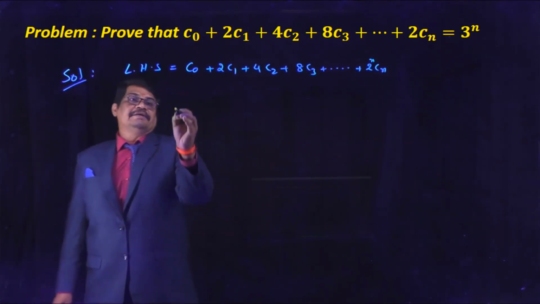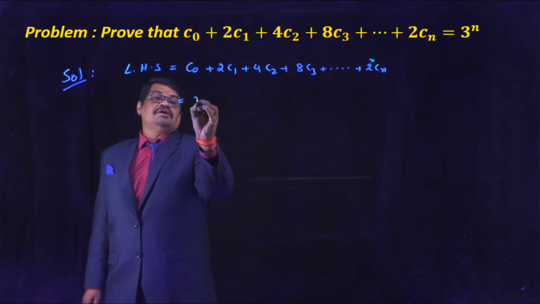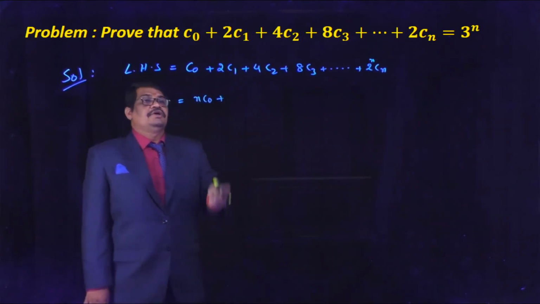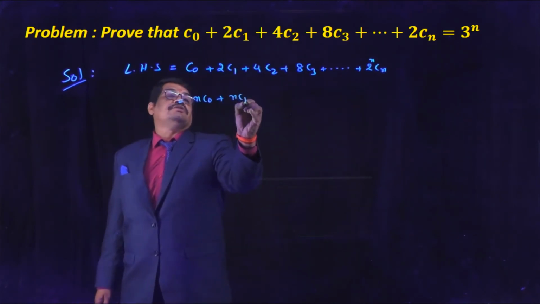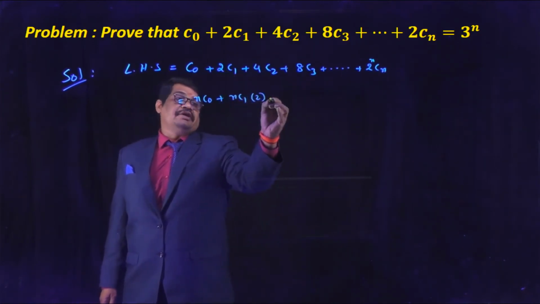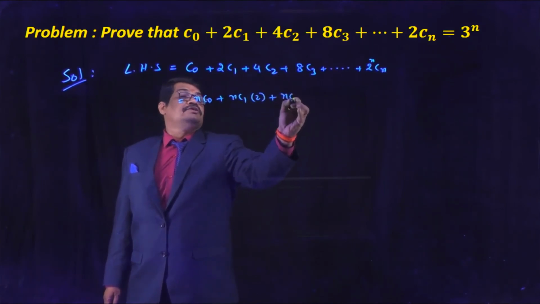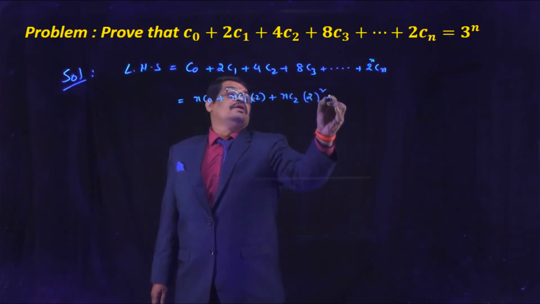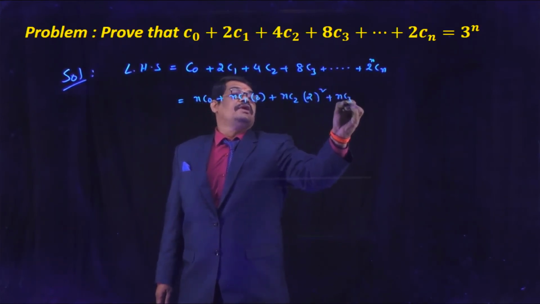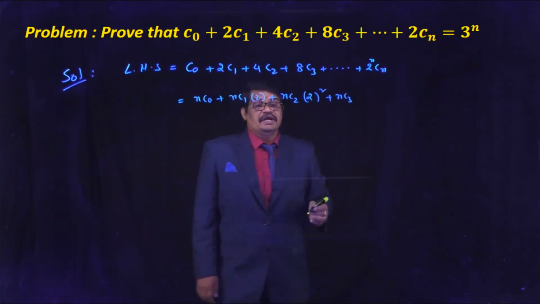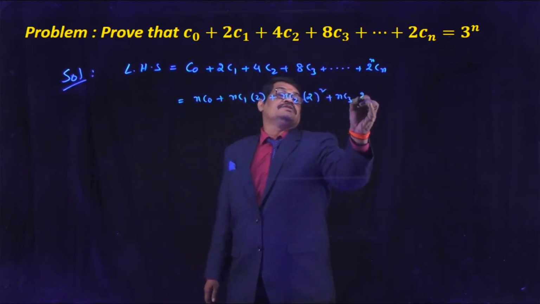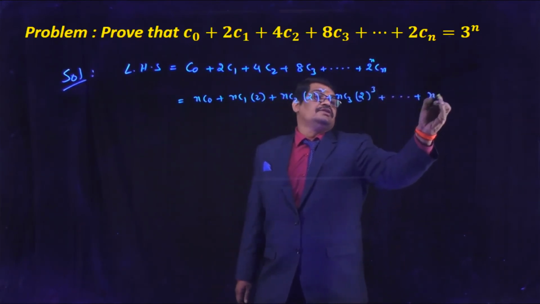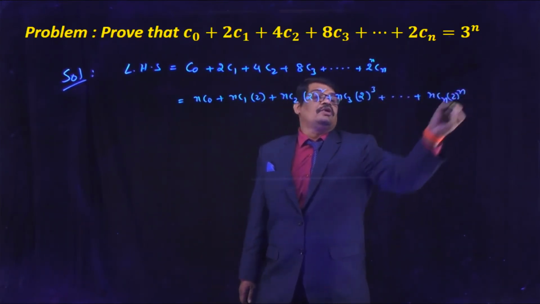Now we are writing this. c naught is denoted by nc naught. So here c1 is nothing but nc1, and this 2 can be written as 2. Next, c2 is nc2, and this 4 can be written as 2 square. Next, c3 is written as nc3, and that 8 can be written as 2 cube, and so on. Here cn is ncn into 2 to the power of n.